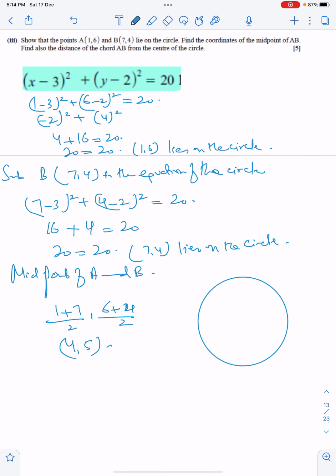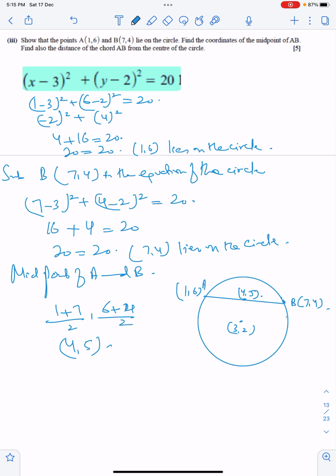A rough sketch. The center of the circle we know is 3 comma 2. The point 4 comma 5 lies on the circle. That means this is the point 4 comma 5. No, I'm so sorry. The 2 points which lie on the circle are 1 comma 6 and 7 comma 4. 1 comma 6 is this point, and 7 comma 4 is this point. This is A, this is B. The midpoint we know is 4 comma 5.